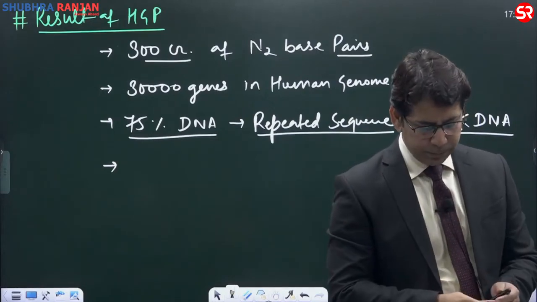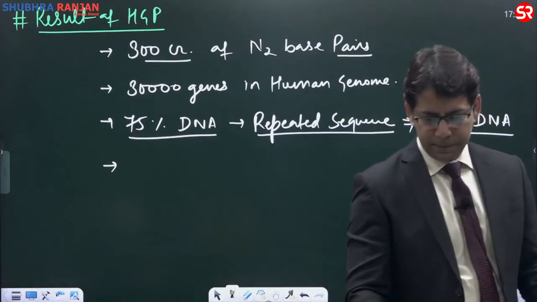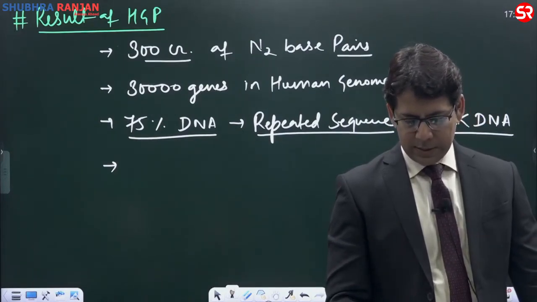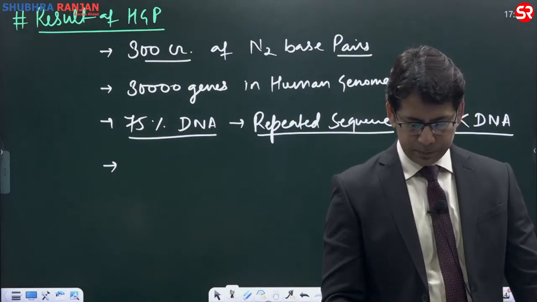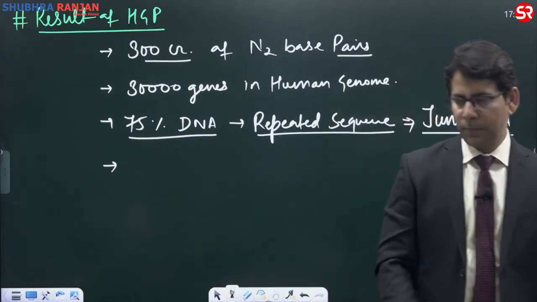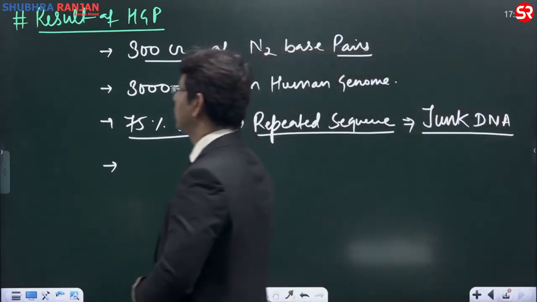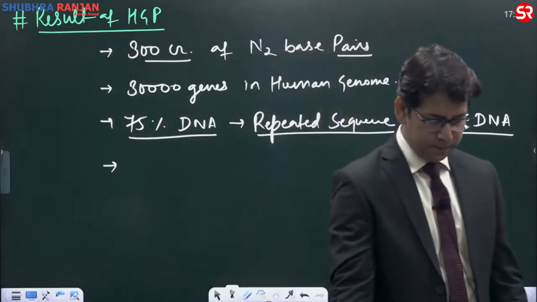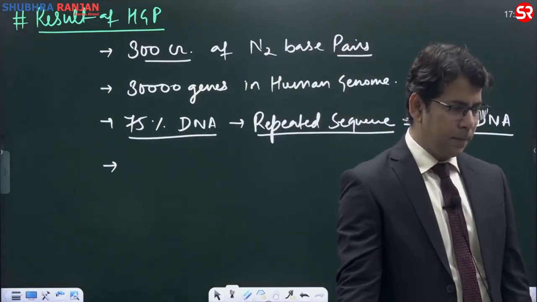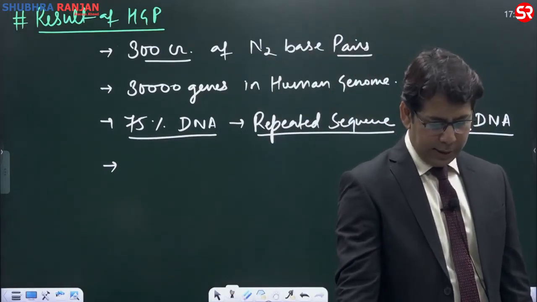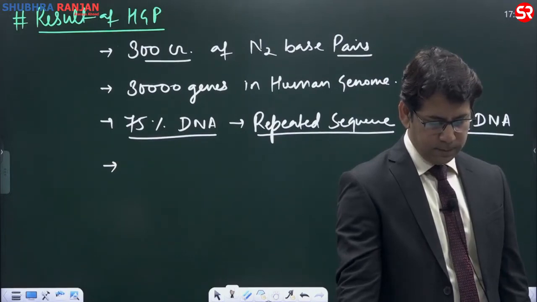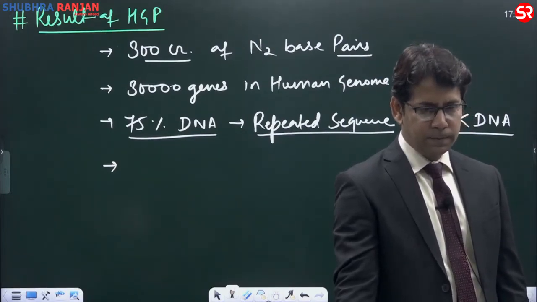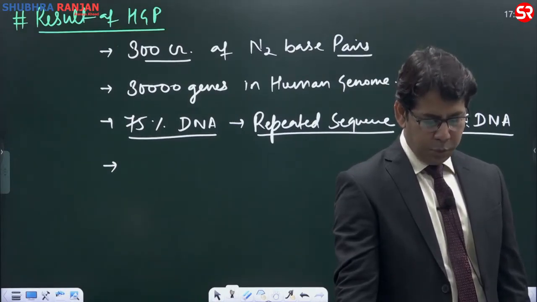So you can write, in a specific cell in the body, only 2% genes are active and involved in protein synthesis.